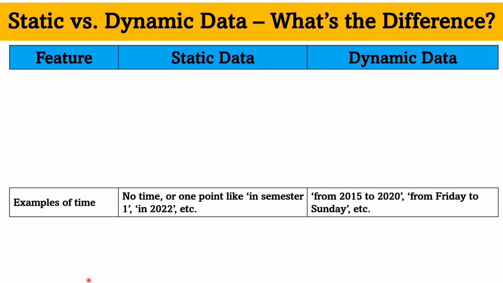A static graph might say in semester 1 or in 2022. A dynamic graph might say from 2015 to 2020 or from Friday to Sunday. Anything that covers a time range and shows change.